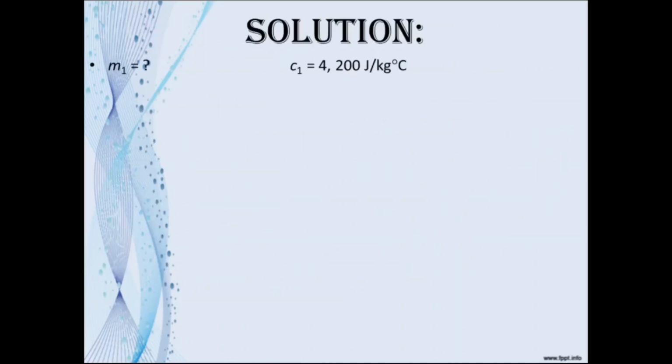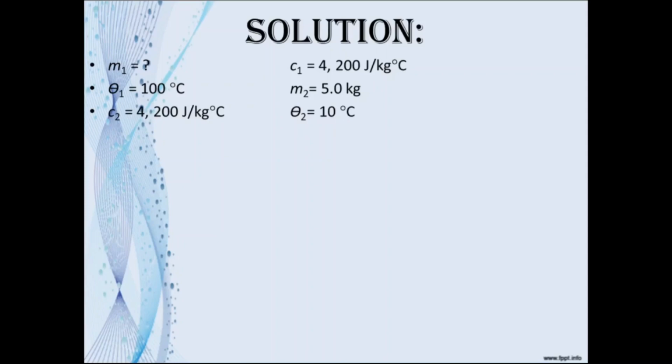So we start by identifying our givens. This time, the hot object's mass is unknown, but its specific heat capacity is 4,200 joules per kilogram degrees Celsius. The initial temperature of the hot object will be 100 degrees Celsius, assuming that it is pure water boiling at sea level. The cooler object, the cold water, has a mass of 5 kilograms. Its specific heat capacity is also 4,200 joules per kilogram degrees Celsius. Its initial temperature is 10 degrees Celsius.